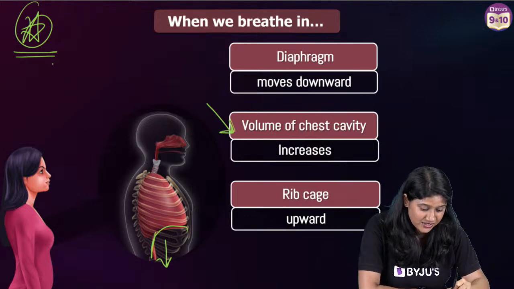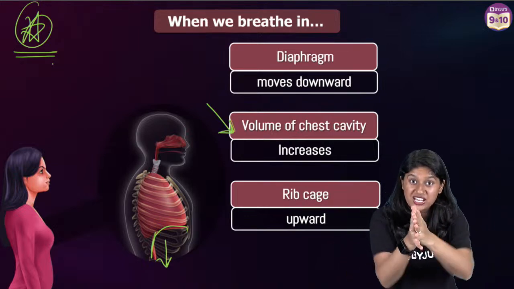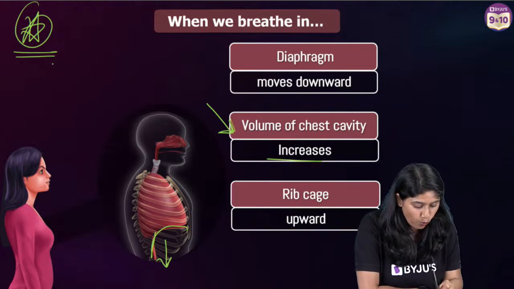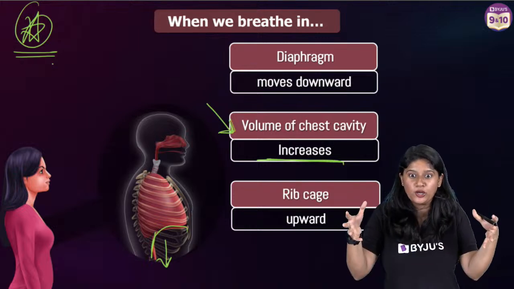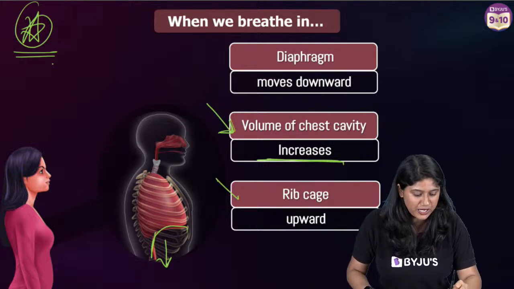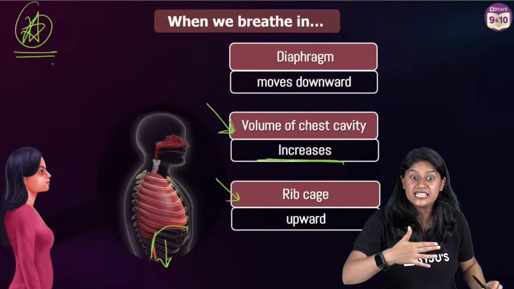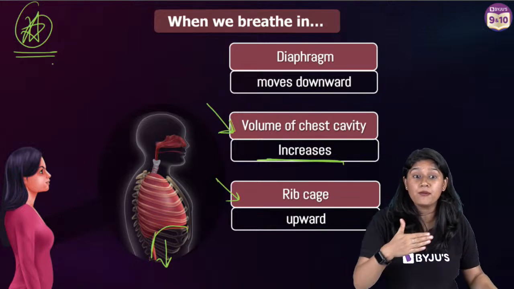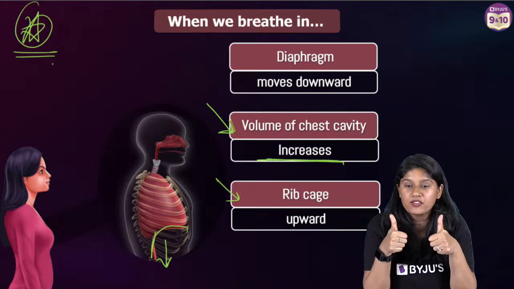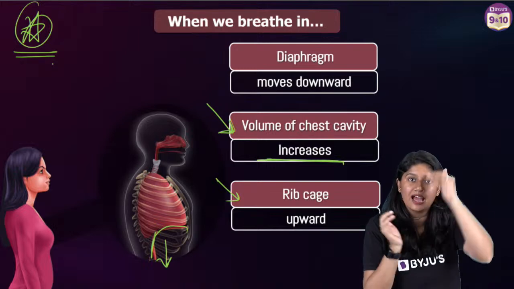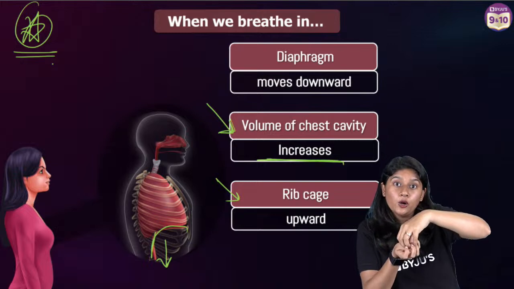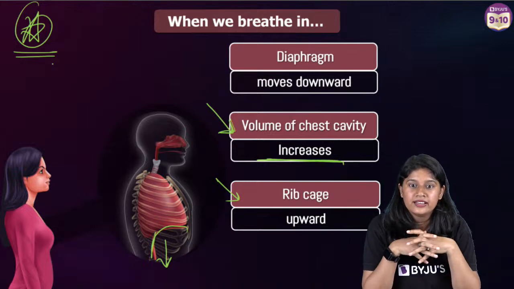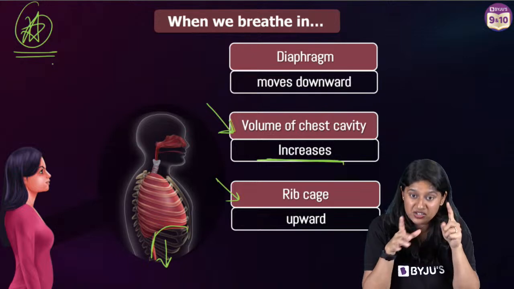So what the lungs do, right? Now suddenly the chest cavity is increasing. So what we see is an increase in the volume. We have more volume to fill now. And the rib cage moves upward. Clear, everyone? So what is happening? Diaphragm moving down. Volume increasing. Rib cage moving outward. Easy peasy?